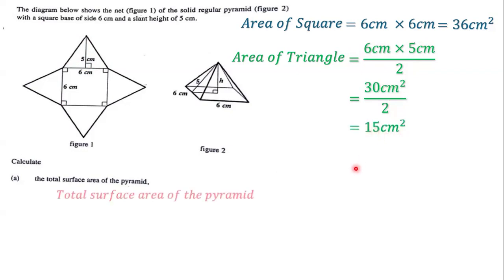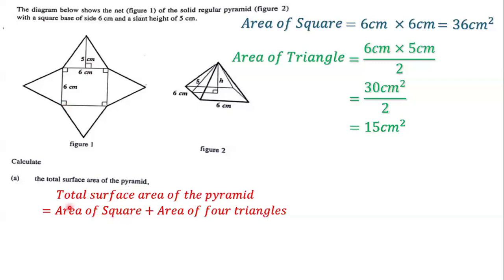Next, we have to figure out the total surface area of the pyramid. And the total surface area of the pyramid is going to be equal to the area of the square, and so this is the area of the square here, plus the area of the 4 triangles. So 1, 2, 3, 4.